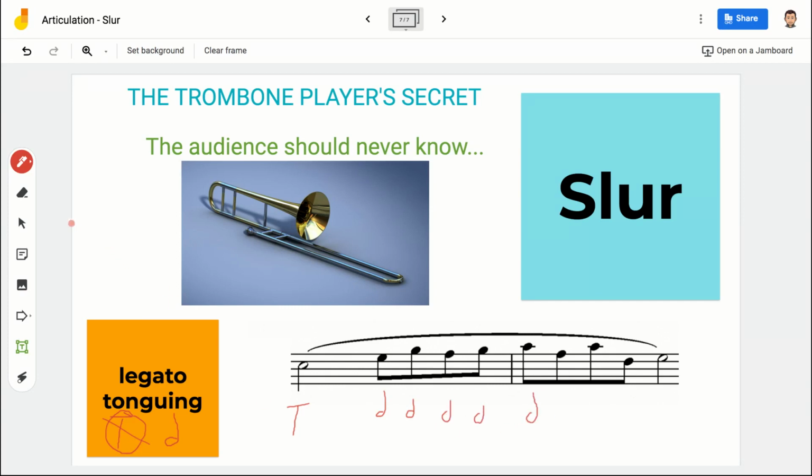And the slide has to be super fast because if you're too late, then the notes won't sound connected. I'll give it a try. See what I did there? Listen again.